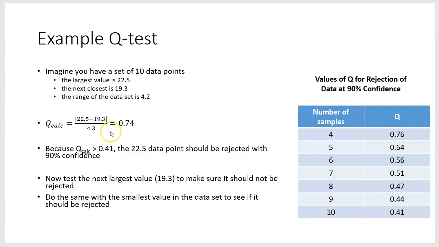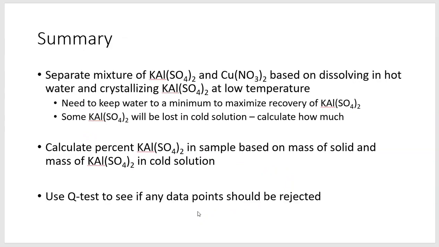I haven't shown that here. So you should also go through and do this same process where you take the smallest value minus the next to smallest value, take the absolute value, and then divide by the range and test that with the Q test.